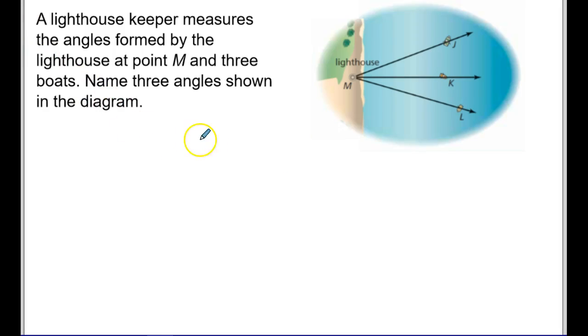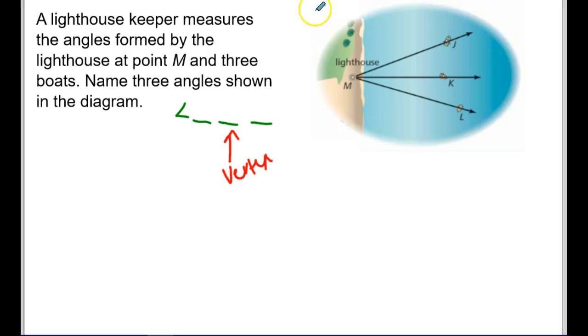So here's our first example. A lighthouse keeper measures the angles formed by the lighthouse at point M, and I can see here it's labeled with that capital M, and 3 different boats, and those boats are J, K, and L. We want to name 3 angles shown in the diagram. So first, I know to name an angle I have to include the angle symbol, and then I have to have 3 different letters. The biggest thing when naming that angle is this middle letter has to be the vertex of the angle, and that's where it changes direction.